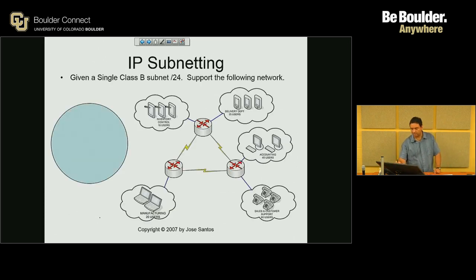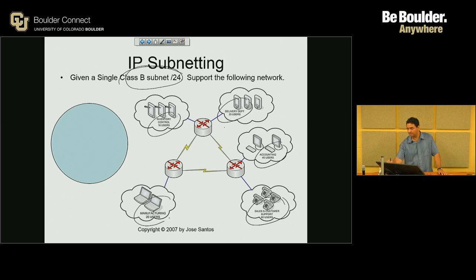You have a single slash 24. You have 16 users, 25 users, 45 users, 60 users, 20 users. Which mask are you going to use on each one of them? Or how many bits do we need for each one of them? Because that's the other thing. If I have 80 users, which mask do I use? How many bits do I need? I need 128. 128, how many bits is 128?